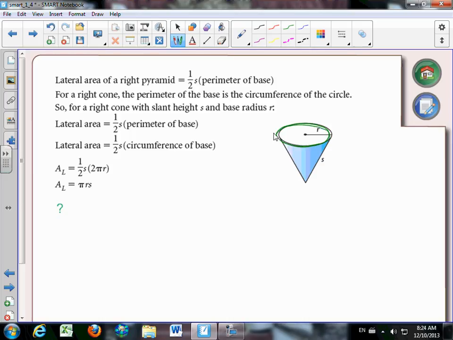So for a right cone with slant height S and a base radius of R, the lateral area equals 1/2 times the slant height times the perimeter of the base. So the lateral area equals 1/2 times the slant height times the circumference of the base, and the circumference of a circle, we know that formula is 2 pi r. So that's what we plug in here. And if we put this all together, the lateral surface area is going to be pi times the radius times the slant height.